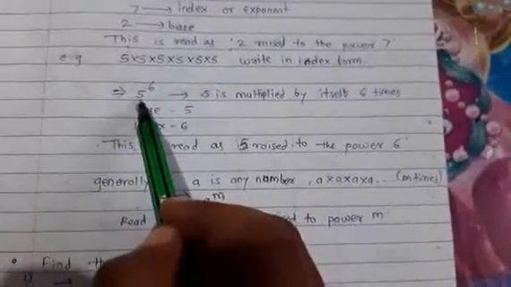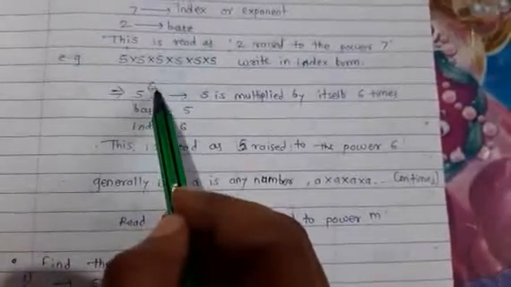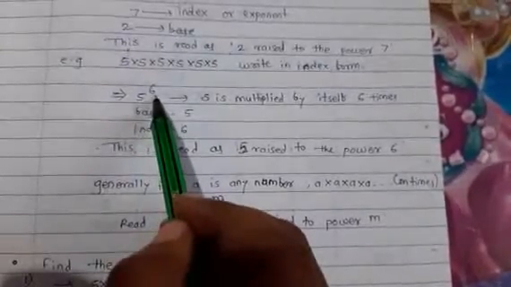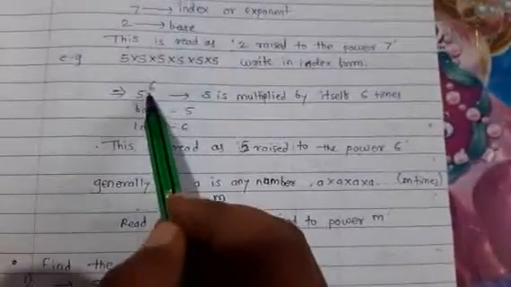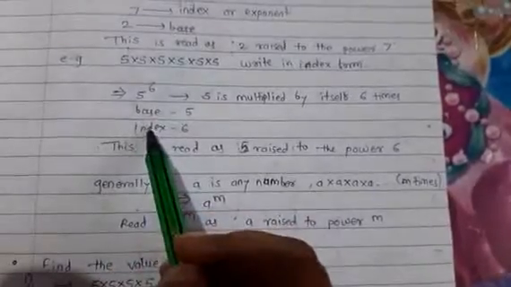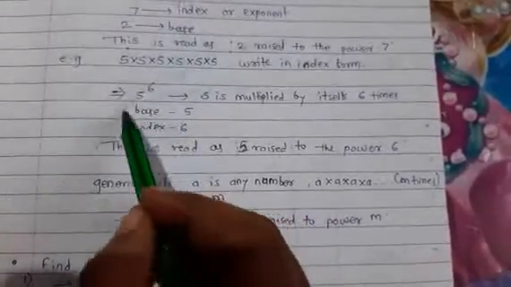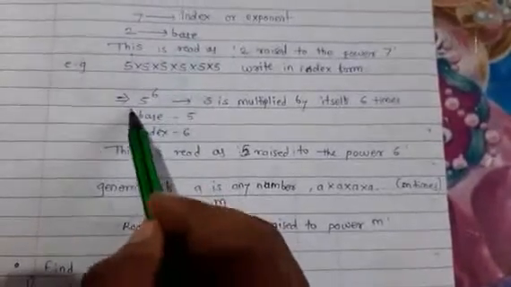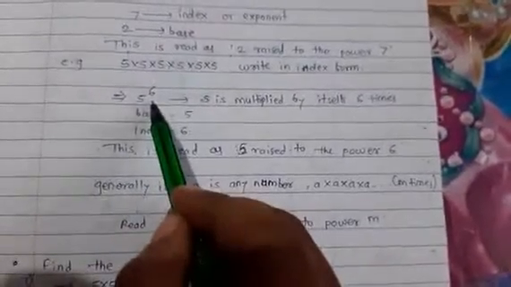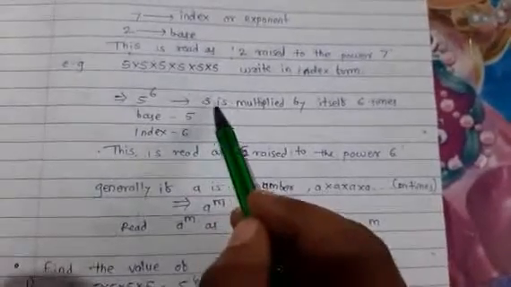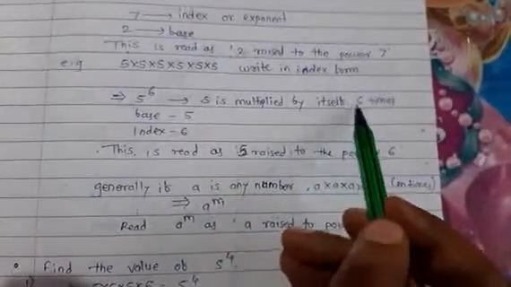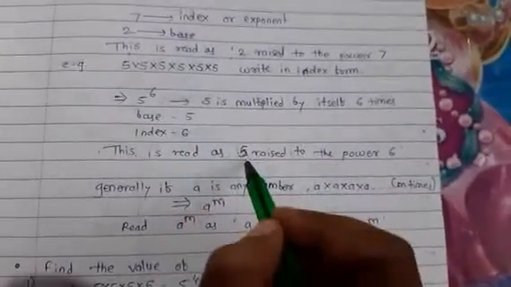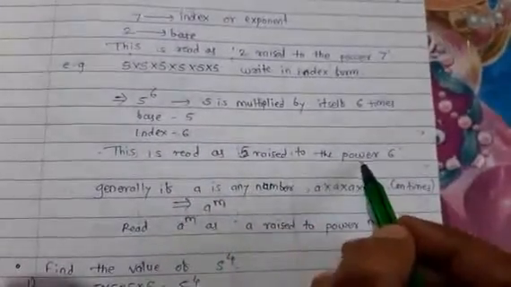Means 5 will be base, and how many times it is repeated, that we will write on its head. So it's written as 5 raised to 6. So in this number 5 is base and 6 is index. 5 raised to 6 means it indirectly indicates that 5 is multiplied by itself 6 times, and this is read as 5 raised to the power 6.